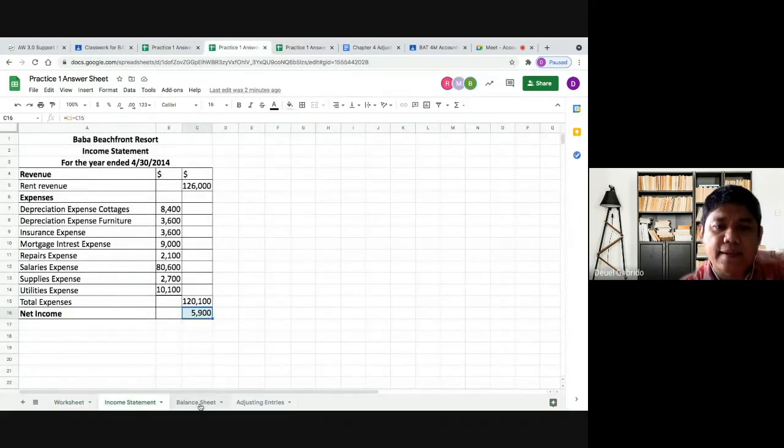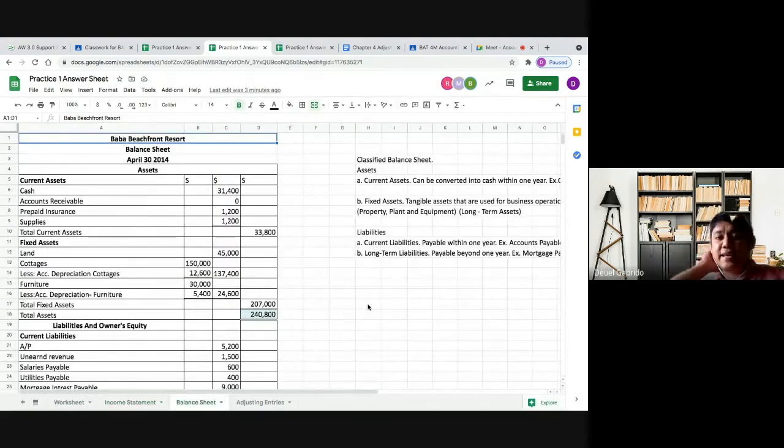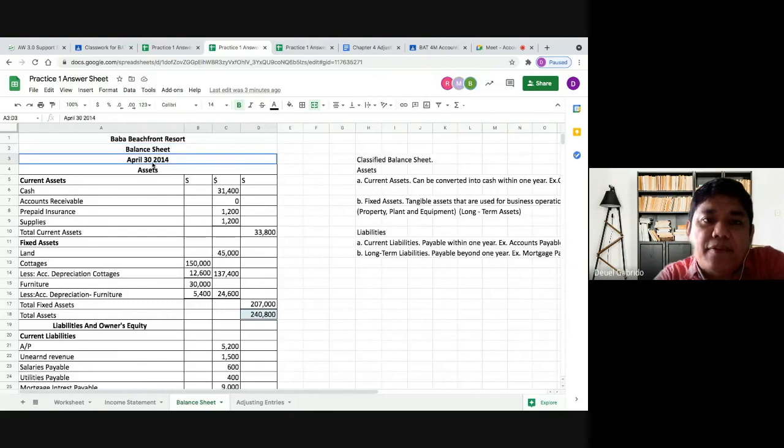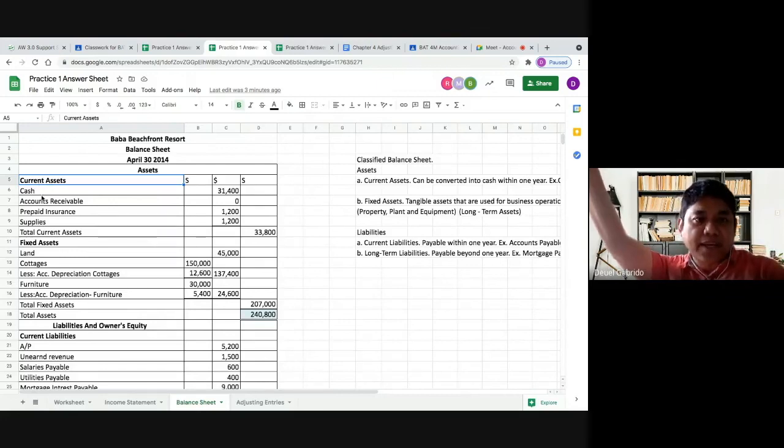Okay, I'll go here, the balance sheet, guys. Look, it's becoming longer. All right, let's put the heading: Baba Beachfront Resort, Balance Sheet. The date is April 30th, 2014. We list down the assets, and on the left side we have current assets first. What are the current assets? Convertible to cash within 1 year. So what are those? Cash, AR, prepaid insurance, supplies.